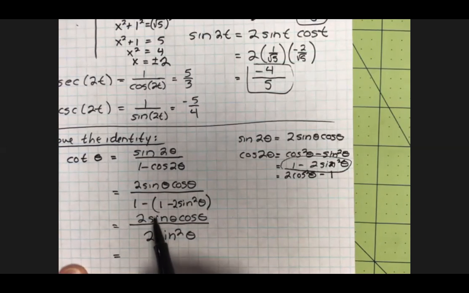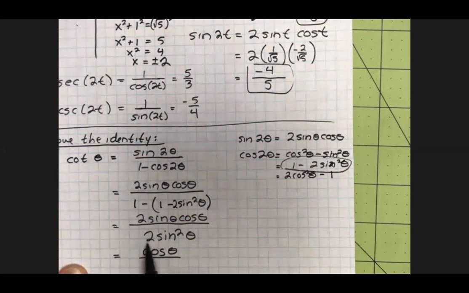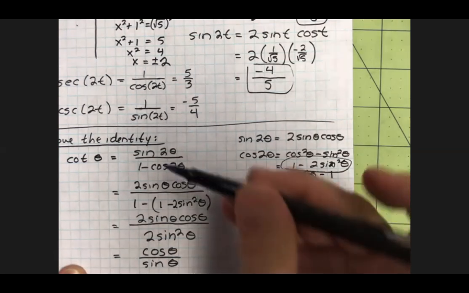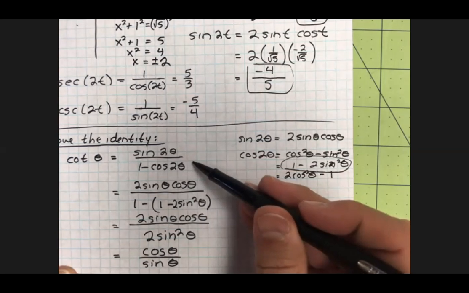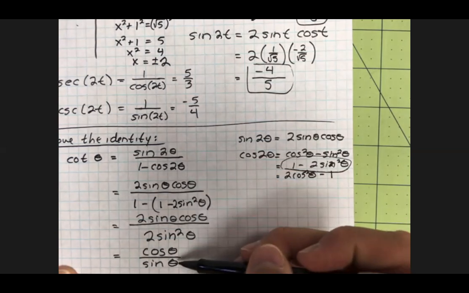Now I get to cancel out one of the sine theta. There's a sine theta on the top. There's 2 factors of sine theta on the bottom. I get to cancel out the 2. And what's left? On the top, the only thing that's left is cosine theta after I cancel out the 2 and the sine theta. On the bottom, 2 is canceled, but there's 1 factor of sine theta left. So 4 steps here, and I turned the right side into the left side.